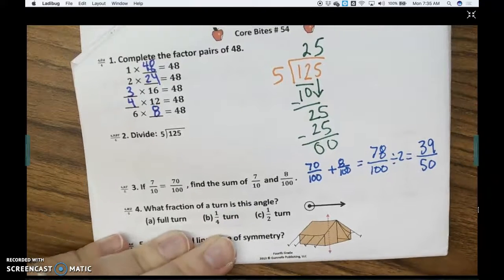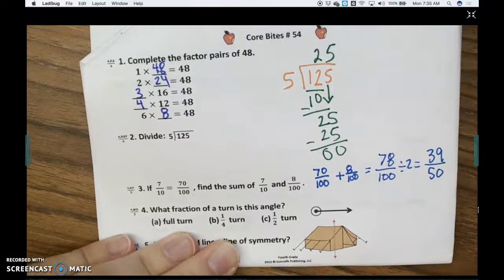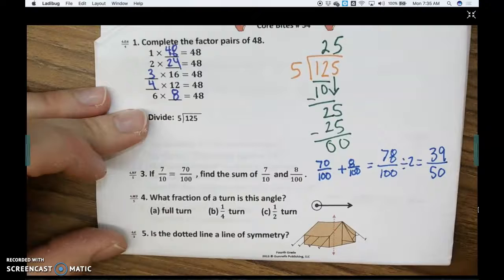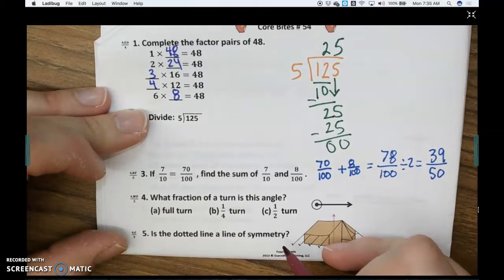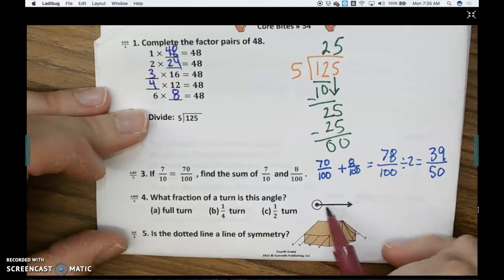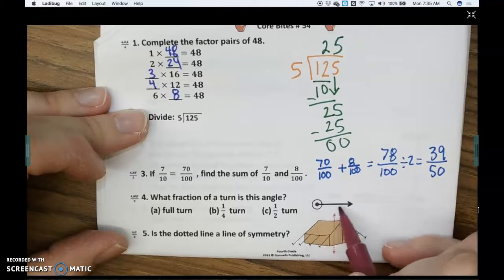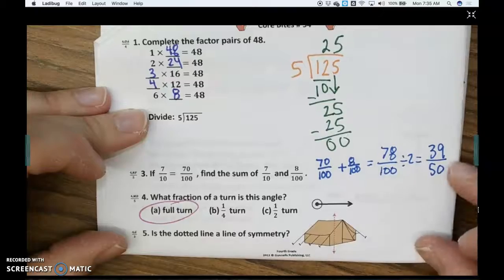For number 4, what fraction of a turn is this angle? So the answer for this one, if you're starting here and then you're back here, that means you went all the way around, because that's what that means. It means it went all the way around. So that would be a full turn.